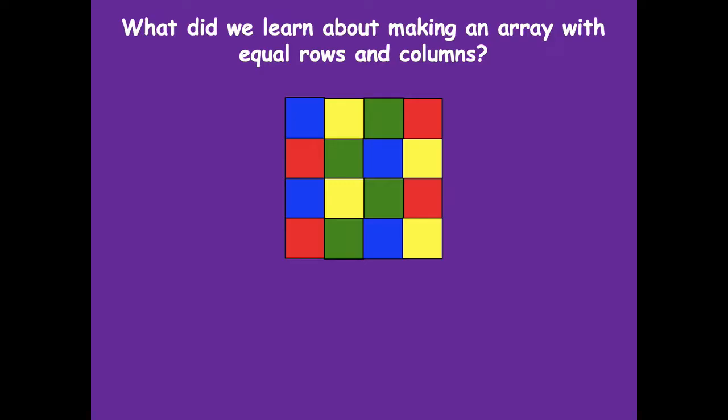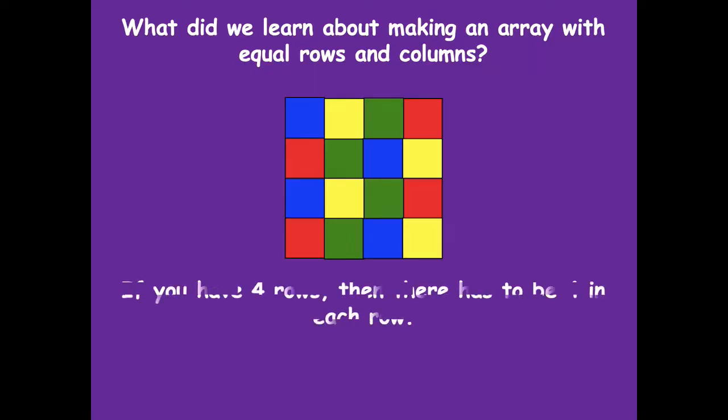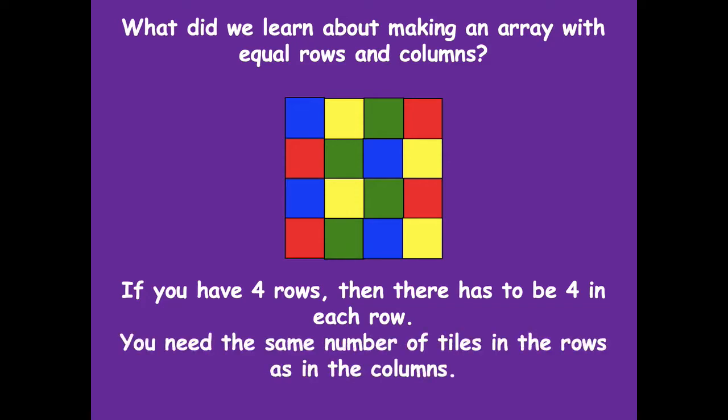All right, so what did we learn about making an array with equal rows and columns? Well, we know that if you have 4 rows, then there has to be 4 in each row, right? That's just one specific example with our 16 tiles. You need the same number of tiles in the rows as in the columns, right? Because they have to be equal. And then it's a special rectangle, a square.